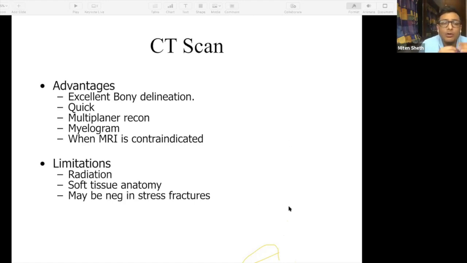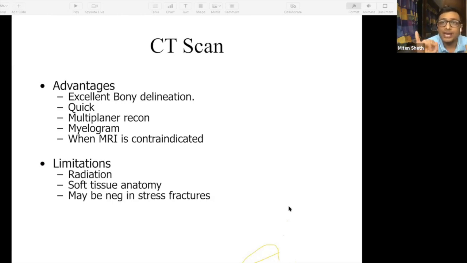Now, let's say we have an X-ray. We move to the next investigation, and that is a CT scan. A CT scan is basically the big brother of an X-ray. Everything that you can see on an X-ray can be seen much better on a CT scan, which means there's excellent bony delineation.